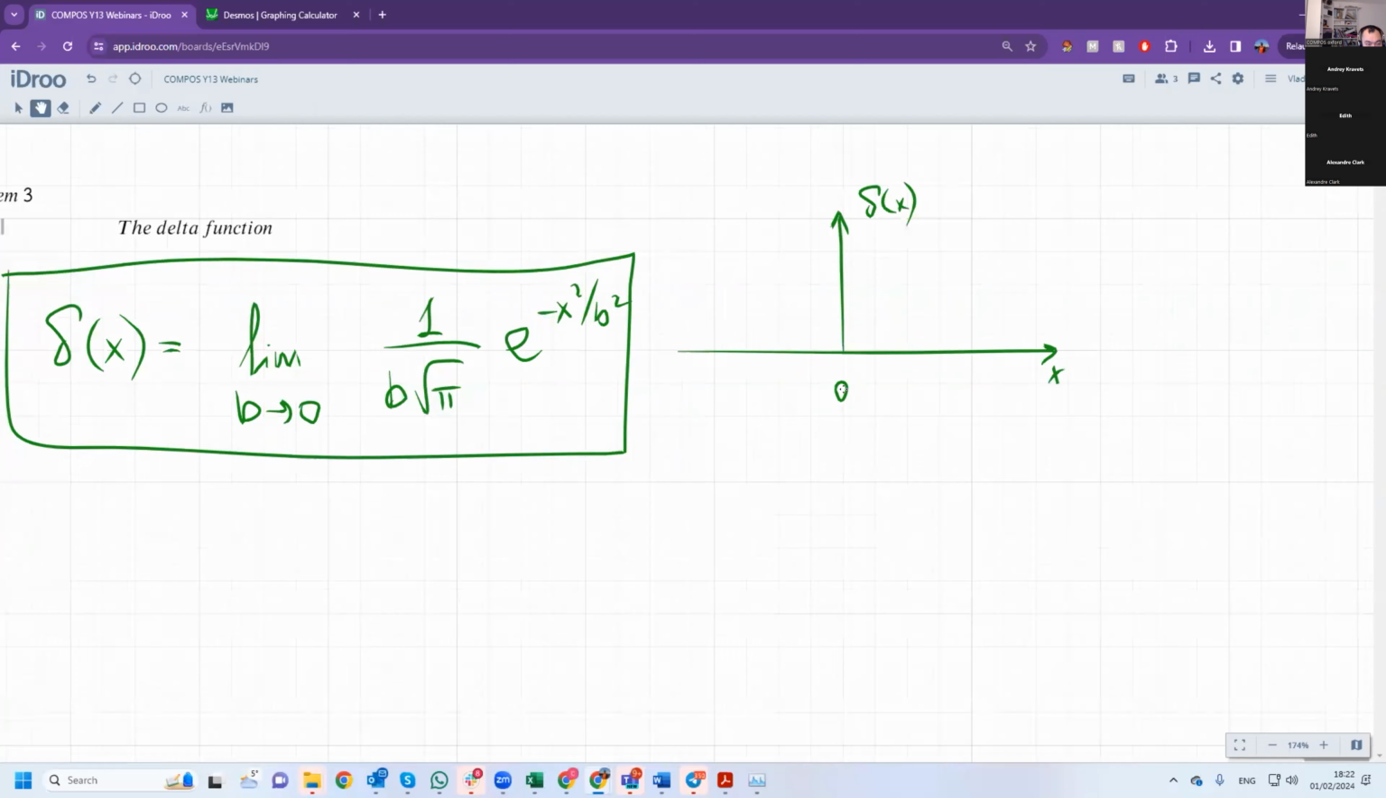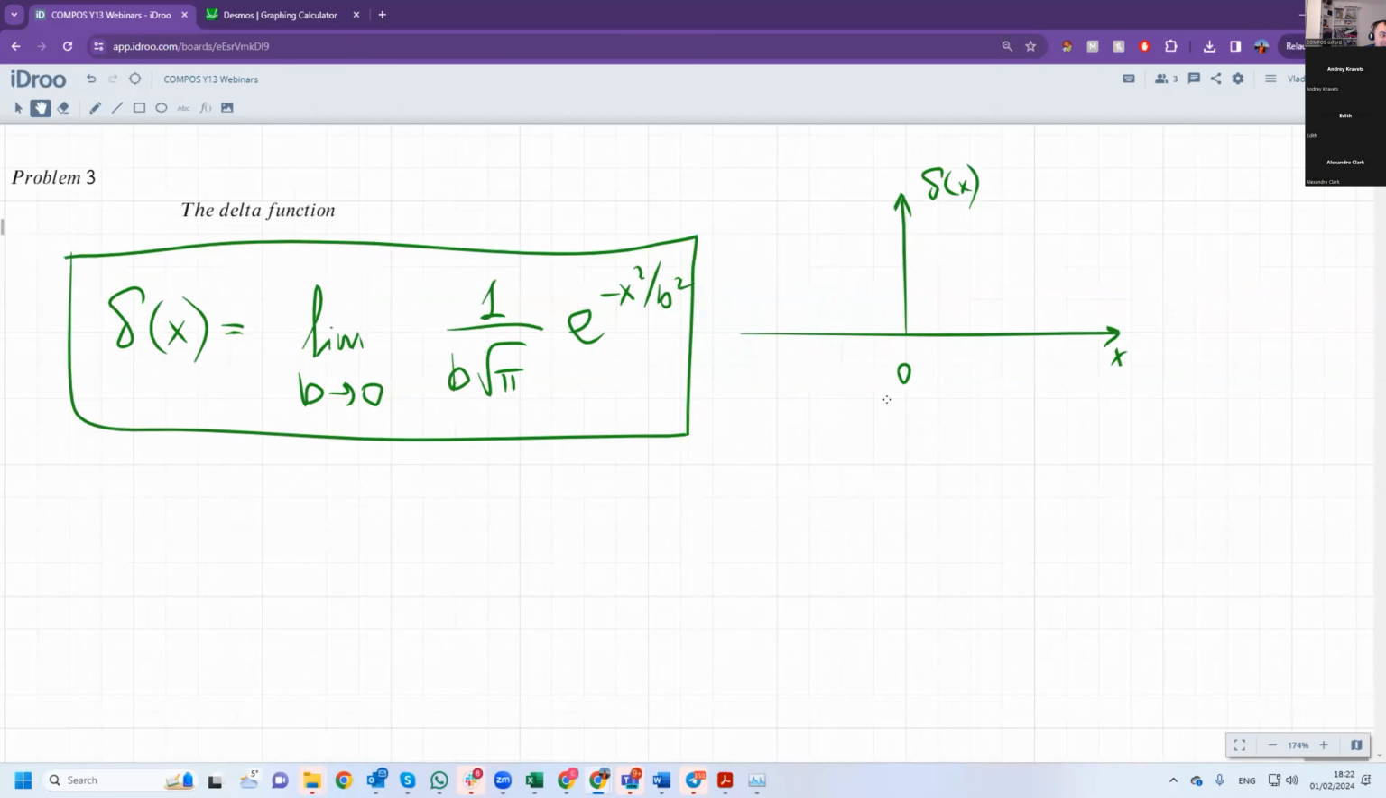The surprising fact about the delta function is that you can take the integral, even though the function is zero everywhere except at zero, where it's infinitely large. The integral of the delta function dx is 1, because the integral of the normal distribution is 1.